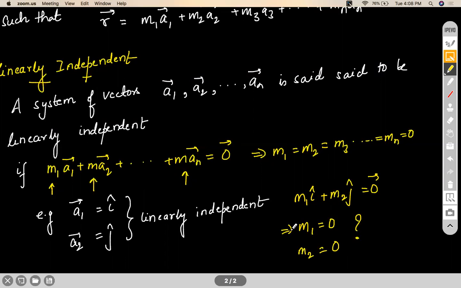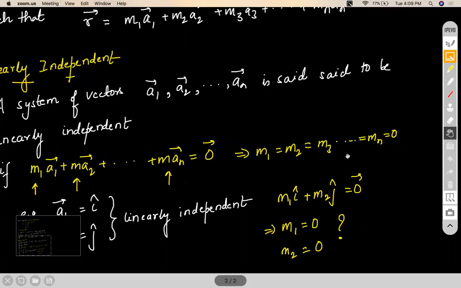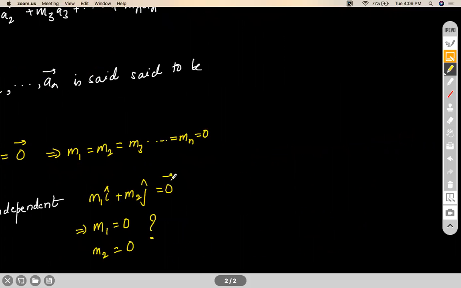Why? Because no matter what, what is the meaning of multiplying I cap with M? That is called scalar multiplication, right? So when you're multiplying I cap with M1, you are trying to either reverse its direction or scale up and down the magnitude of I cap. Okay, or both can happen together. Similarly, M2 J means you are trying to either reverse the direction or scale up or down the magnitude of that vector. Now, whatever you do, you will not be able to make a null vector out of it.